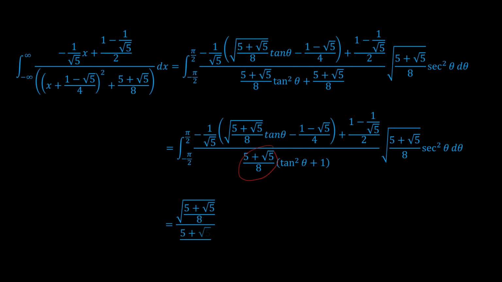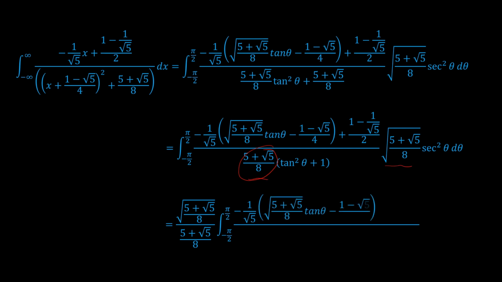So we can pull this constant out, and we have tan squared theta plus 1. Then we can pull these constants out, so we have the square root of 5 plus root 5 over 8 over 5 plus root 5 over 8 out here. And as you can see, we have negative 1 over root 5 times the square root of 5 plus root 5 over 8 tan theta minus 1 minus root 5 over 4, close bracket, plus 1 minus 1 over root 5 over 2. Now tan squared theta plus 1 is the same as sec squared theta, and we're going to see that this and that can cancel, but we'll see that in the next step.